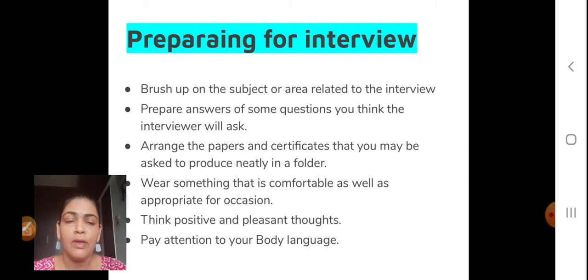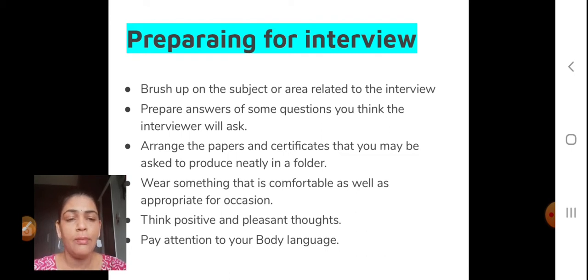Then keep a positive attitude. Always think positive and have pleasant thoughts. Don't be nervous. You can do backwards counting if you are nervous, or maybe reach early to the venue and get used to it, get adjusted to it before your interview starts. Talk to other people, which can calm your mind.